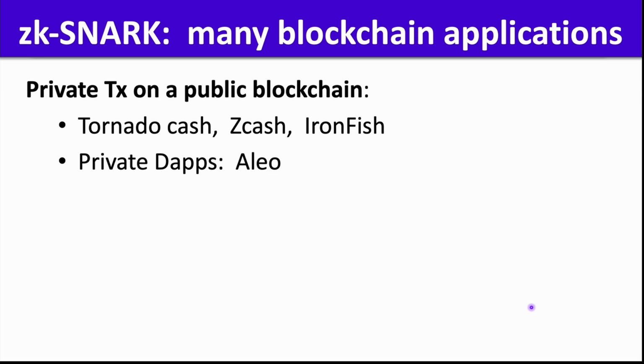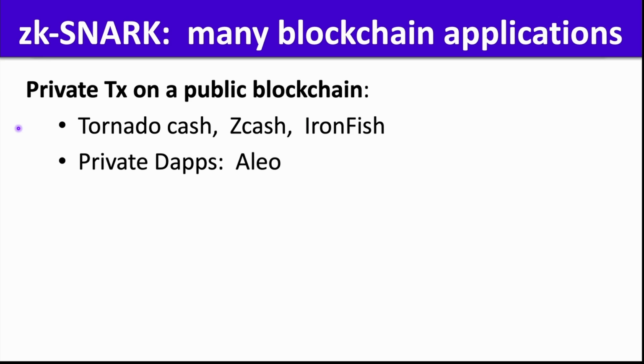So these zero-knowledge SNARKs have many applications throughout computing, but it turns out that they're an especially good fit for blockchains. And in fact, on the blockchain, these zero-knowledge SNARKs have many, many applications. So let me just give you a few of those. The first one has to do with privacy, which allows us to do what we call private transactions on a public blockchain.